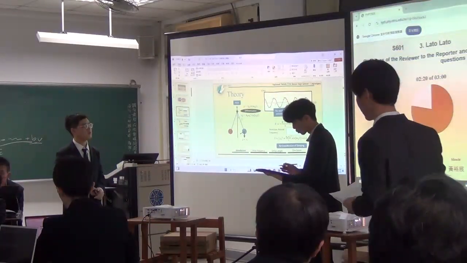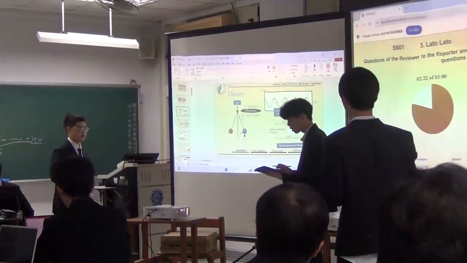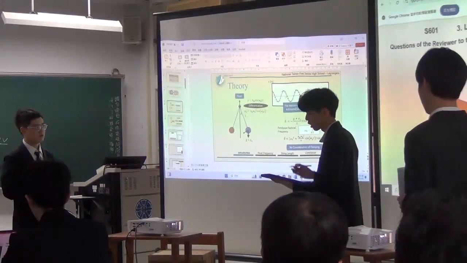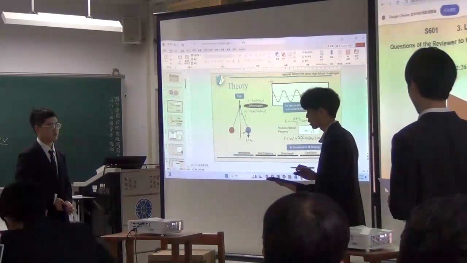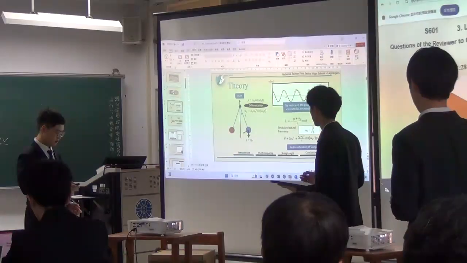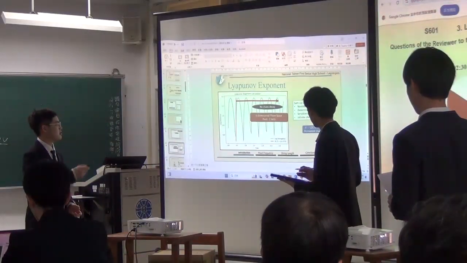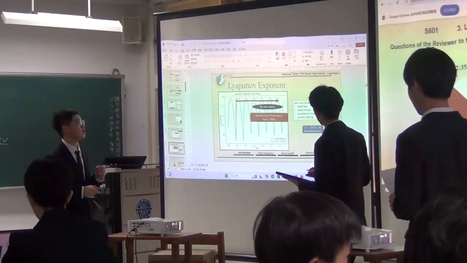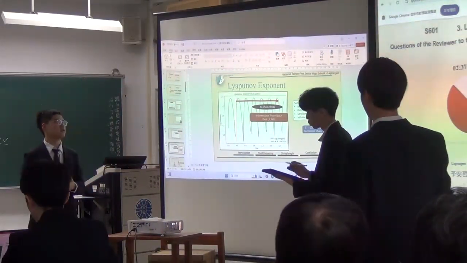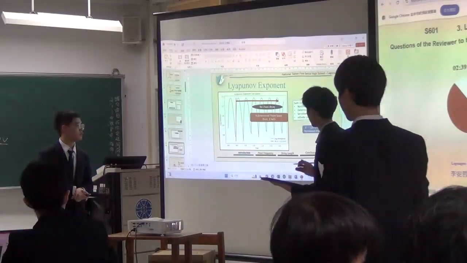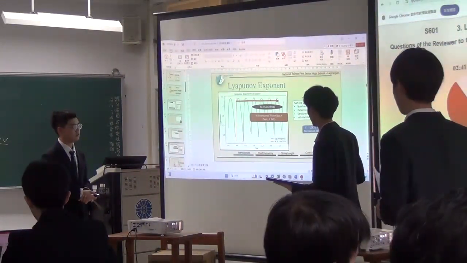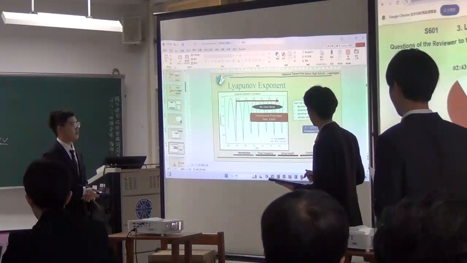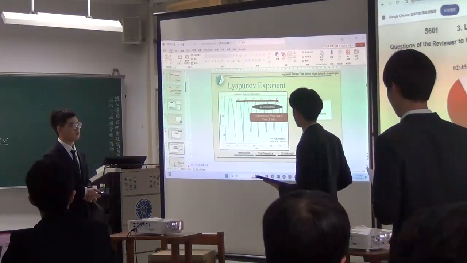And another question for the reporter: you mentioned the lato will enter a chaotic system, and is there any specific definition for chaos? Well, the definition of chaos is this: it is deterministic, and it has a positive Lyapunov exponent with sensitivity to initial conditions. So you also mentioned that there's some initial condition when the lato enters chaos. Can you elaborate on that?